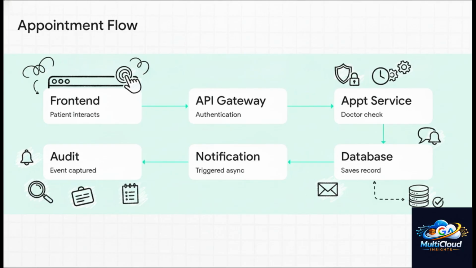The service immediately does a synchronous check to see if the doctor is actually free. Once it gets the green light, it updates the database and then fires off asynchronous triggers to our audit and notification services. Seeing it mapped out step by step like this in the LLD is exactly how we prove our theoretical architecture will actually work in the wild.